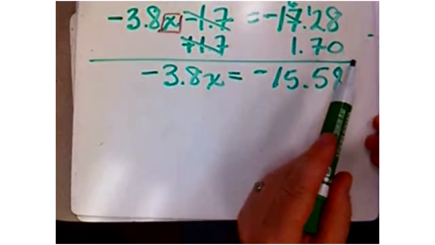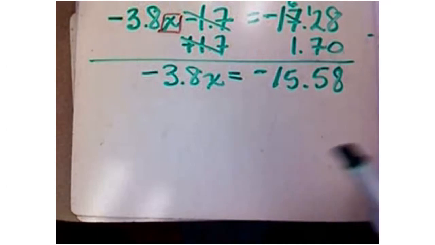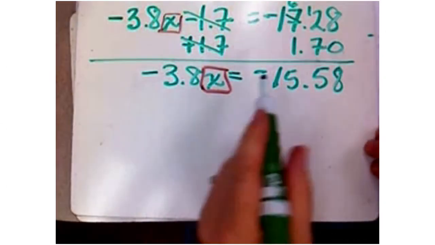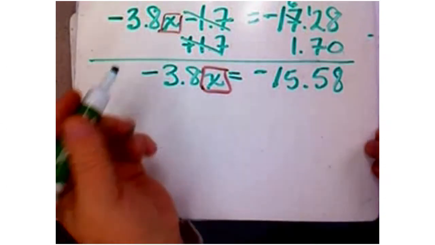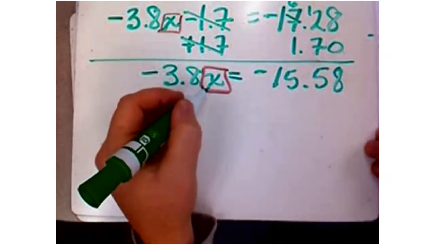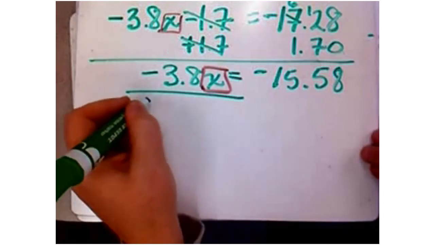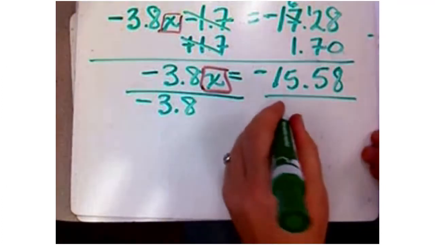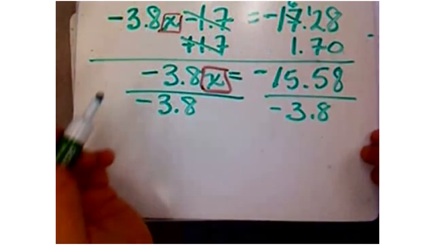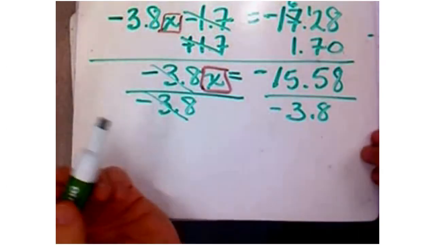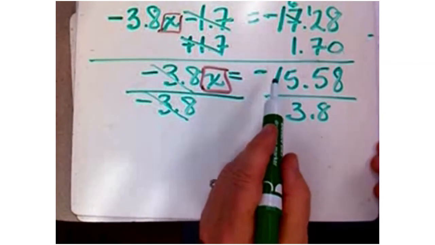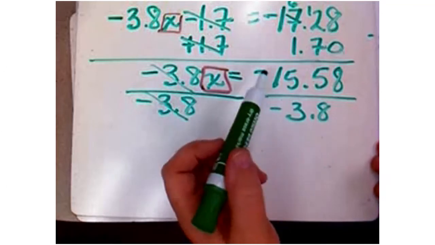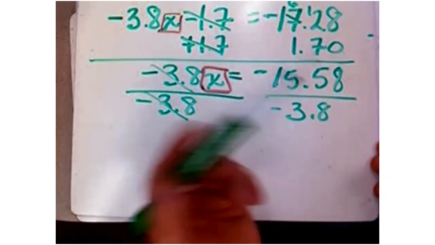So now one step is done. Still got to get x by itself. So I have negative 3.8x equals negative 15.58. The negative 3.8 is multiplying itself times x, so we're going to divide to undo that, aren't we? So we're going to divide both sides by negative 3.8. So that'll cancel and we'll get x by itself. And now we got to do some long division. That negative 15.58 divided by negative 3.8, we know that it's going to be a positive answer.